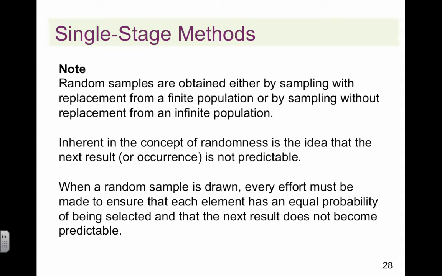We find random samples in a couple of different ways. We find them with random number generators. We find them with random tables. Computers do a reasonable job of randomization, although it's not totally random. But inherent in the cause of randomness is that the next answer is not easily predictable. So when we draw a random sample, we have to use every effort to make sure that everyone is equally likely to be picked.